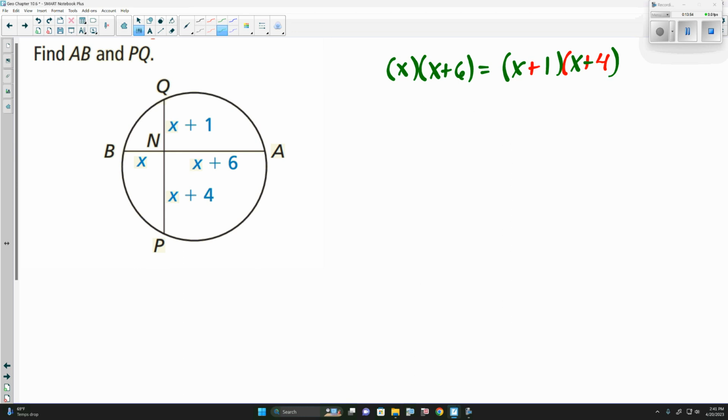Now here we can distribute the x first. X times x is going to be x squared plus 6x.